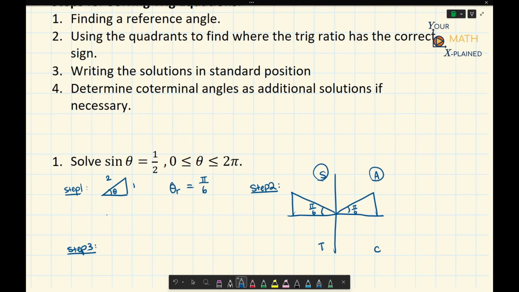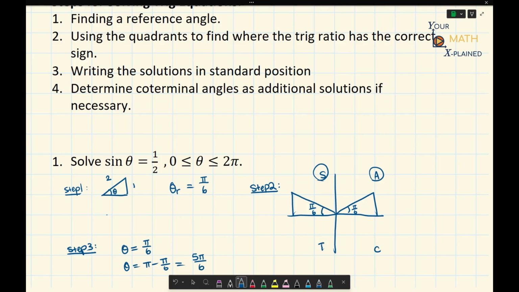Now step 3, we're going to find our answer, which is the angles in standard position. So in quadrant 1, the reference angle is the angle in standard position. So meaning one of our answers is going to be theta is equal to pi over 6. Now for the angle that's in quadrant 2, we can see that to get the angle in standard position, it's going to be pi minus pi over 6. So that means our second solution is going to be 5 pi over 6.